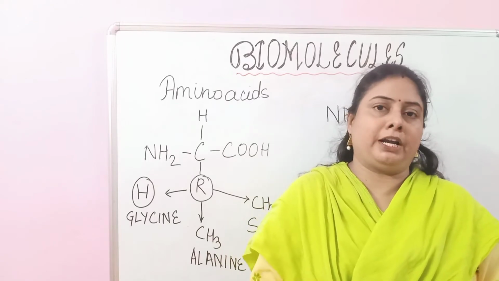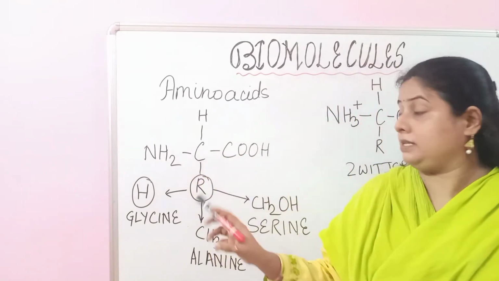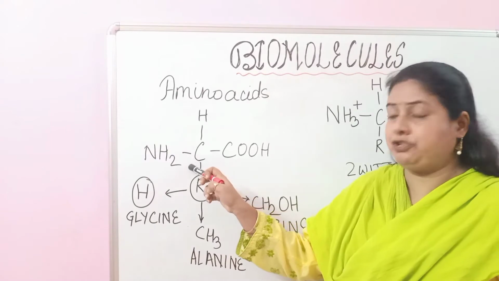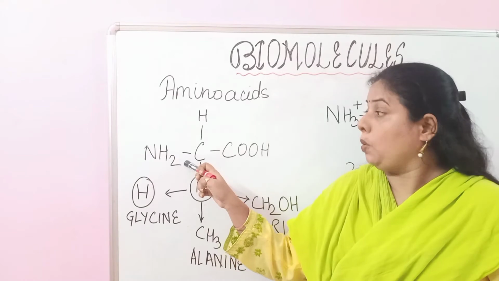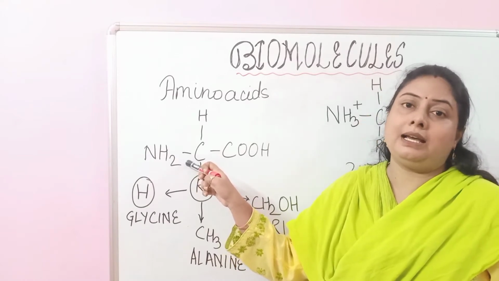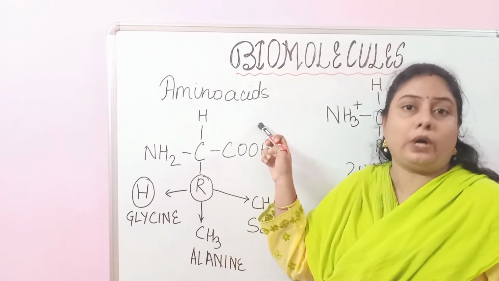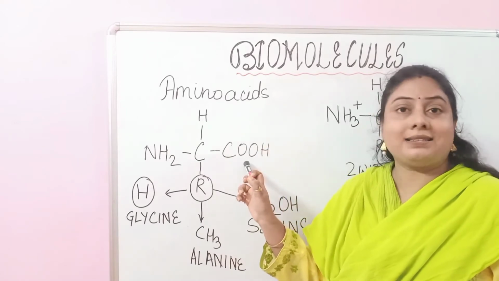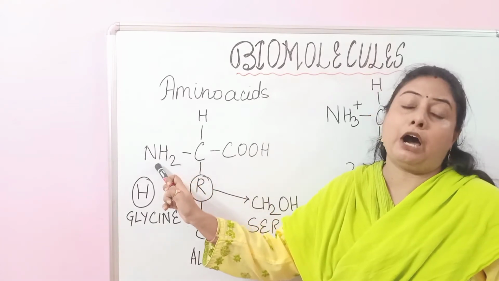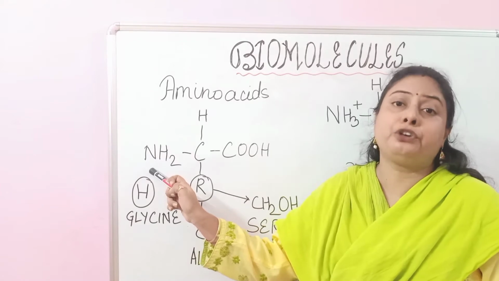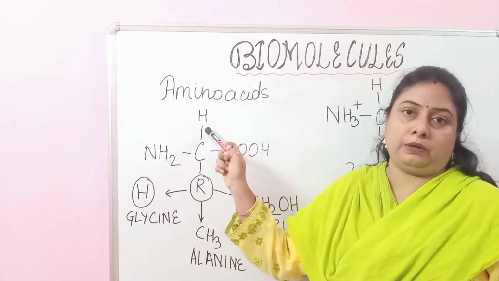The structure of amino acid can be simply studied like this. See, we have a central carbon atom. To this carbon atom, one of the valencies of carbon is taken up by a carboxylic acid group, COOH. So, this is the acid group in amino acid. Another valency is taken by an amine group, NH2 group. Third valency is taken up by hydrogen.